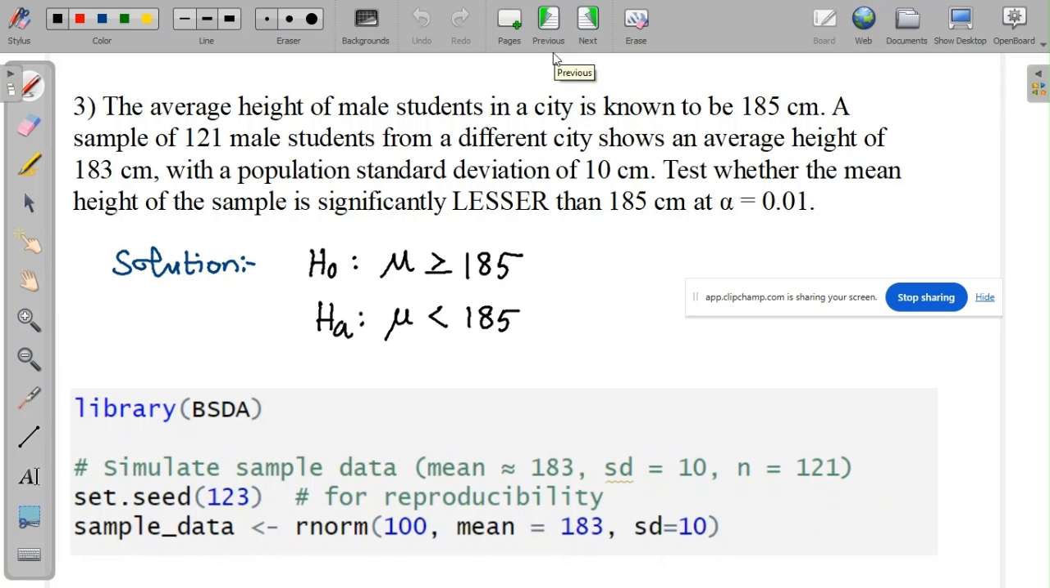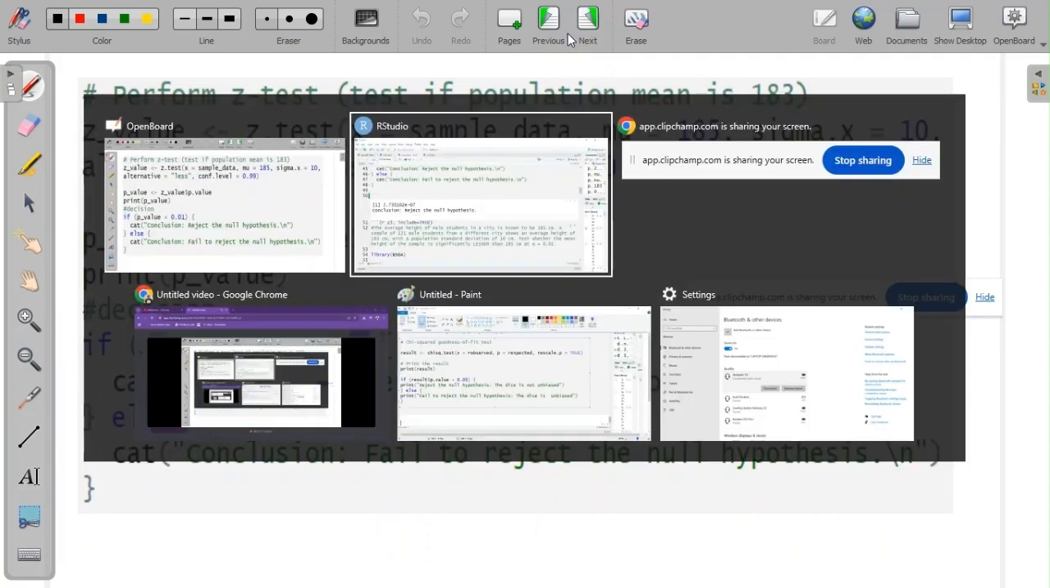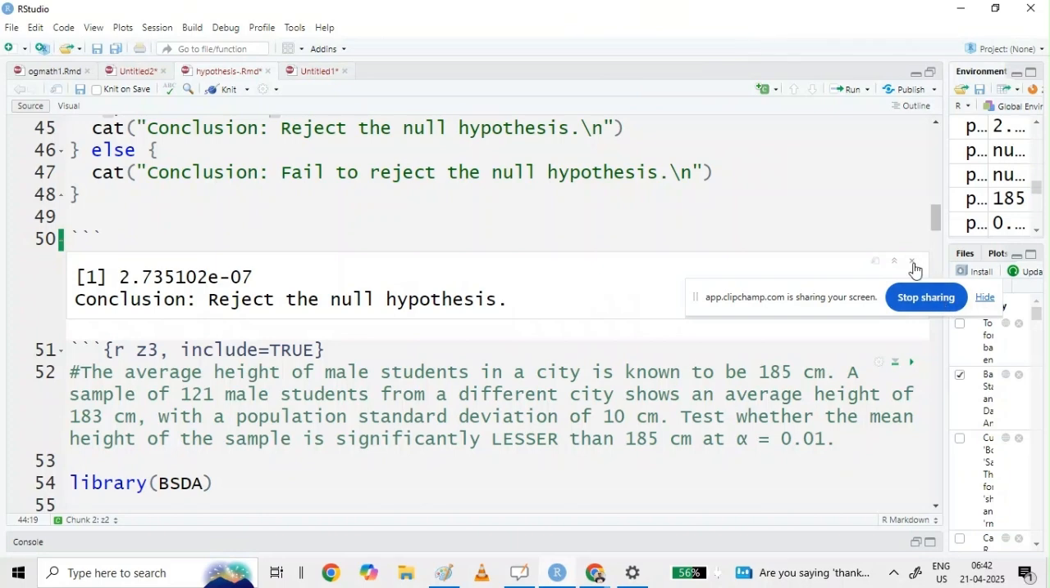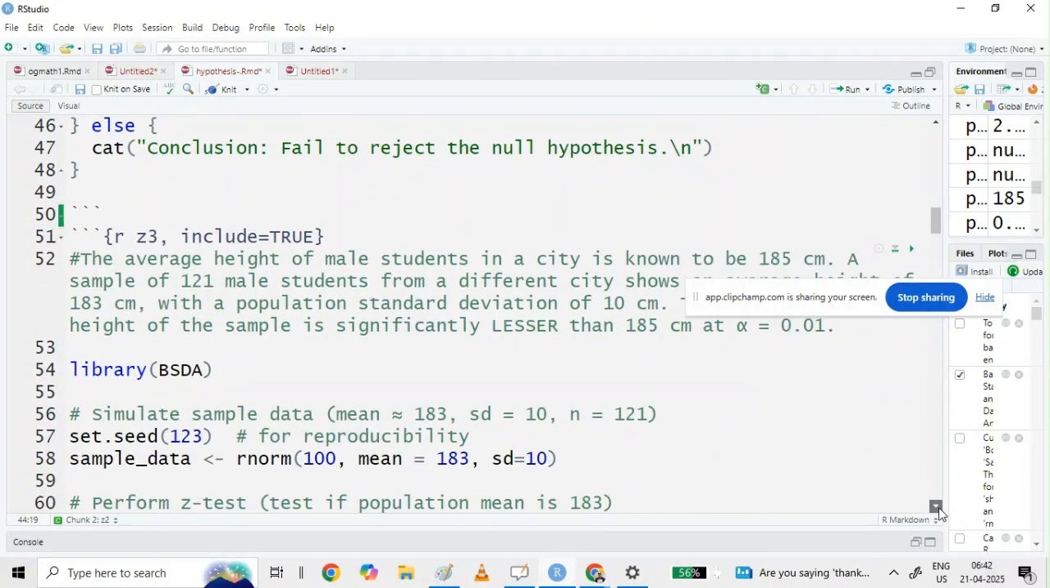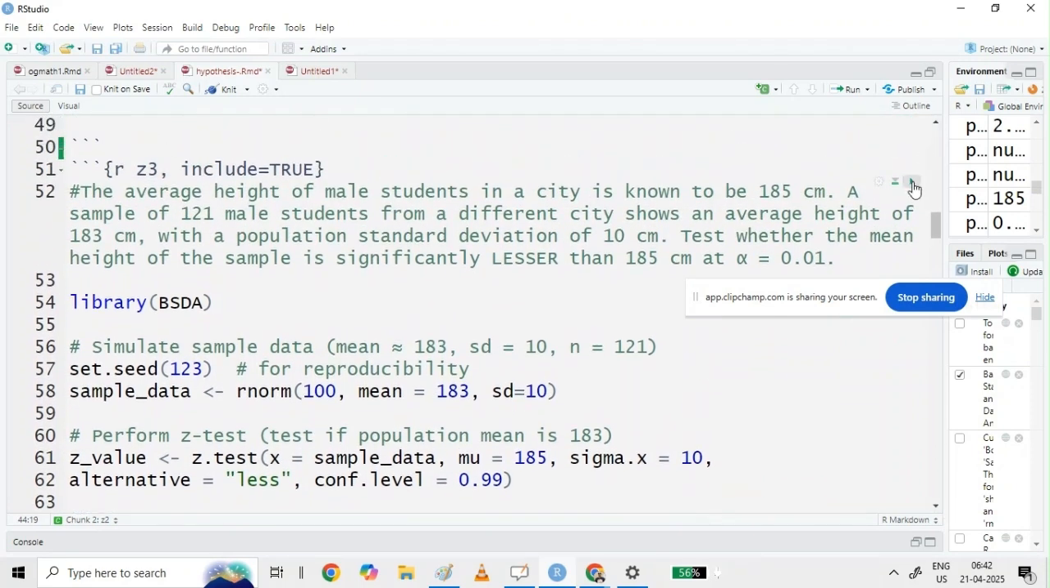The third problem is about a different kind of alternate hypothesis, which says the average height is less than 185. So HA is mu less than 185, and H naught is mu greater than or equal to 185. We define the sample data, and we define the z.test function, which calculates the test statistic value. The corresponding p-value is determined, and based on the comparison, we arrive at the decision. Having defined all data here, I've already written the code. You can directly run this chunk and identify the decision.